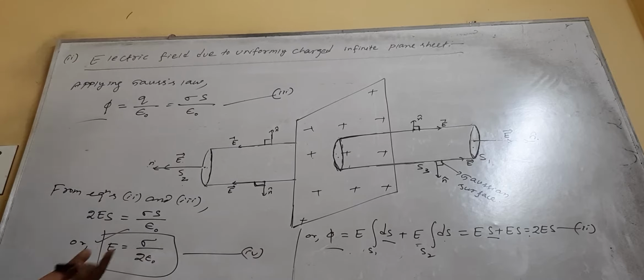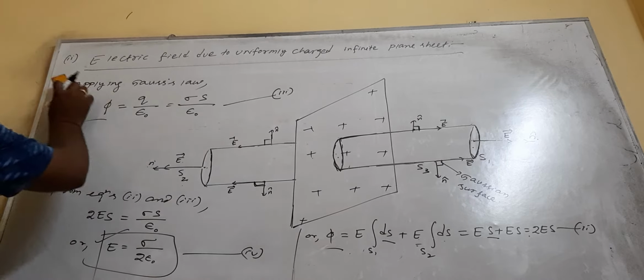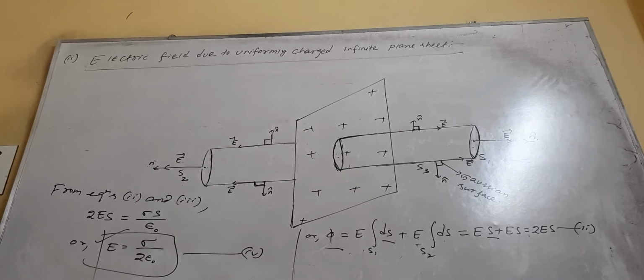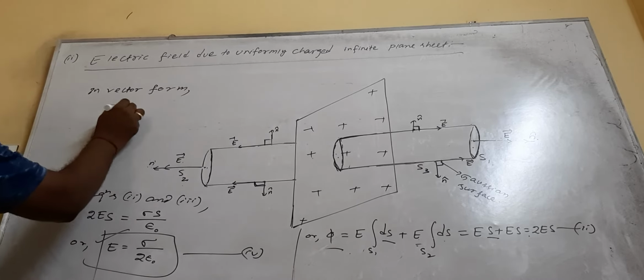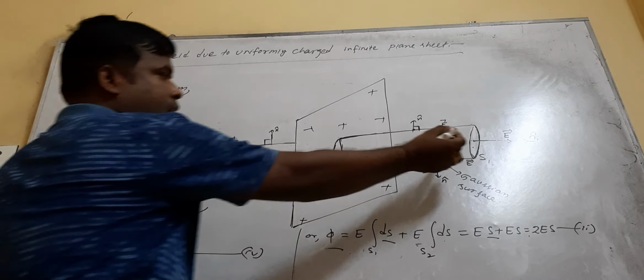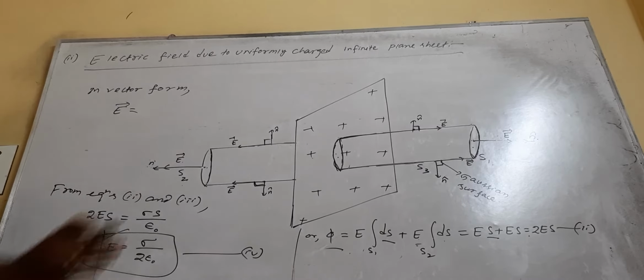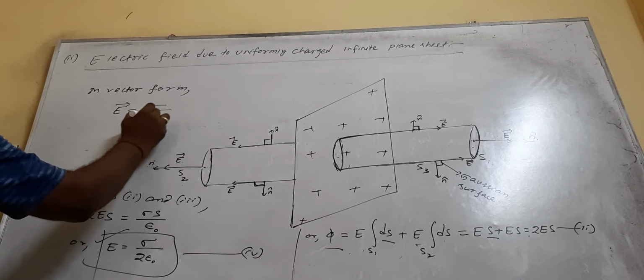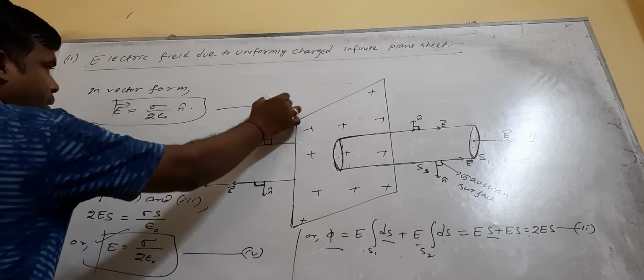Now, how does it depend upon distance? From this expression you can conclude that the electric field due to a uniformly charged infinite plane sheet is independent of the distance. So, how can you write it in vector form? In vector form, this electric field is along the direction of n cap, that is, along the direction of the area vector. So you can write E vector equals sigma by 2 epsilon 0 n cap. It is equation number 5.